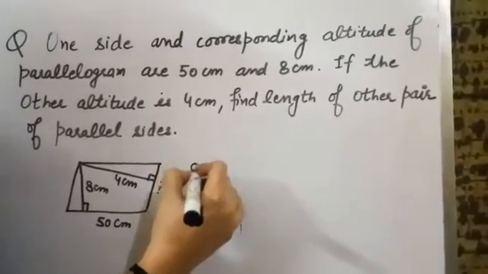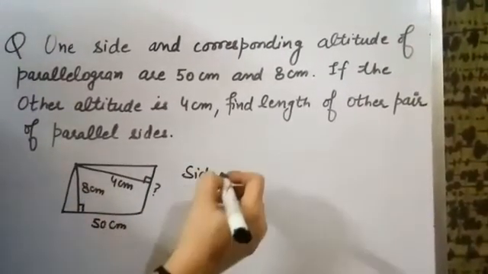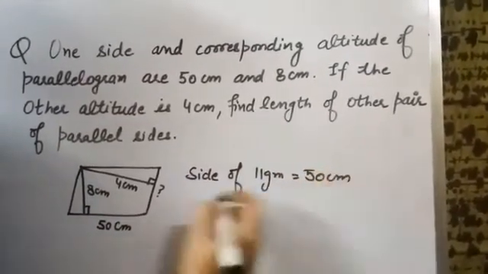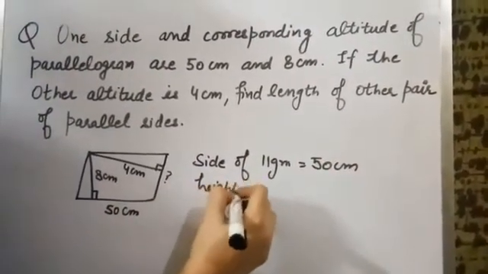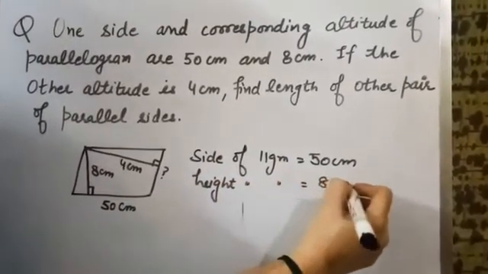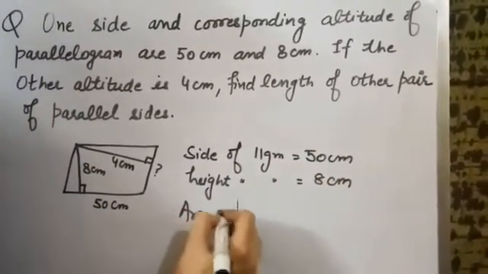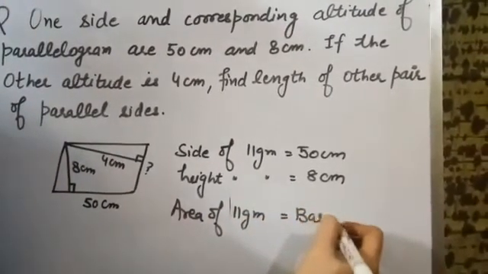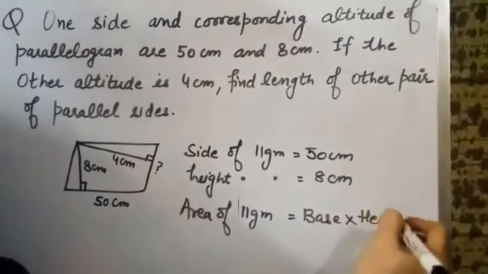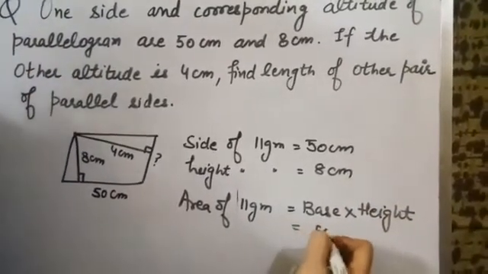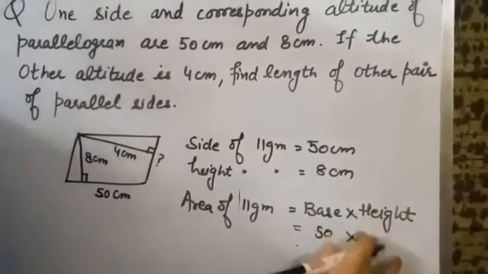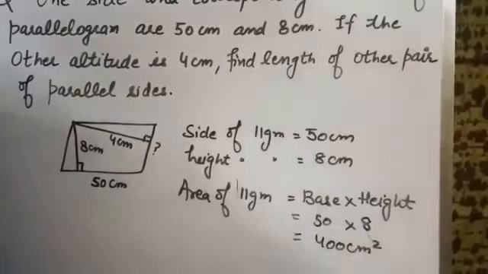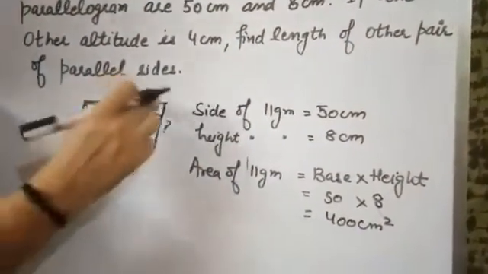Now the side is given to us, 50 centimeter. The height, or altitude corresponding to the base of the parallelogram, is 8 centimeter. So we can find the area of the parallelogram, that is base into height. 50 into 8 is 400 centimeter square.